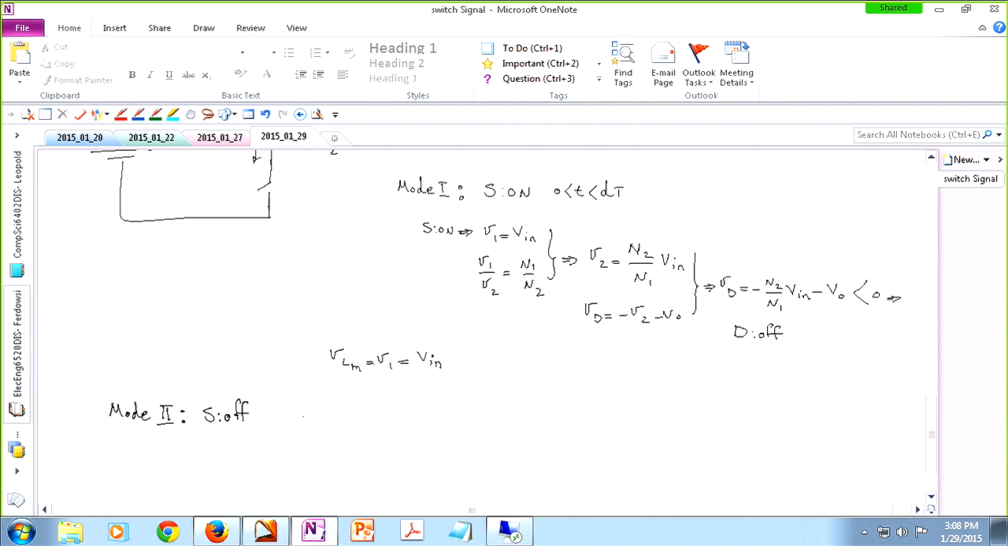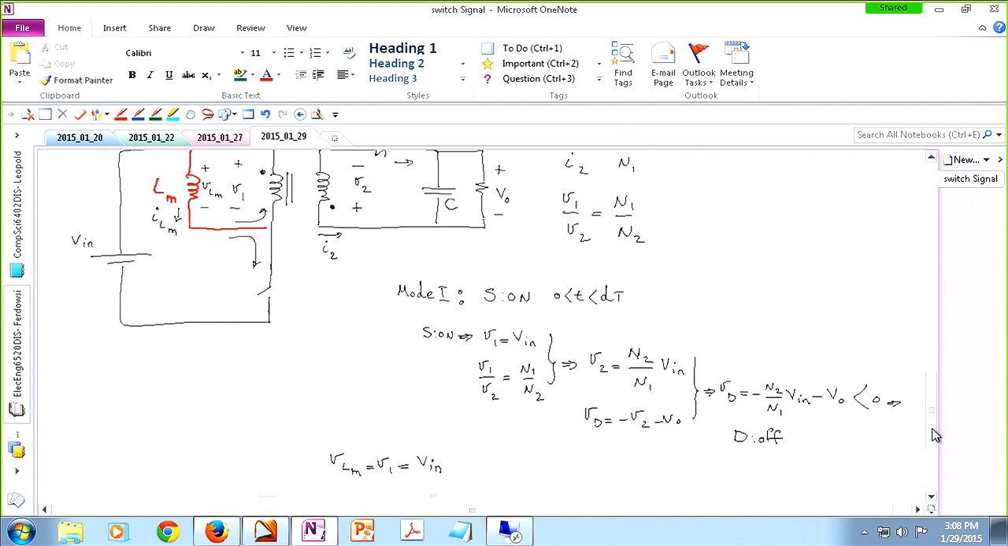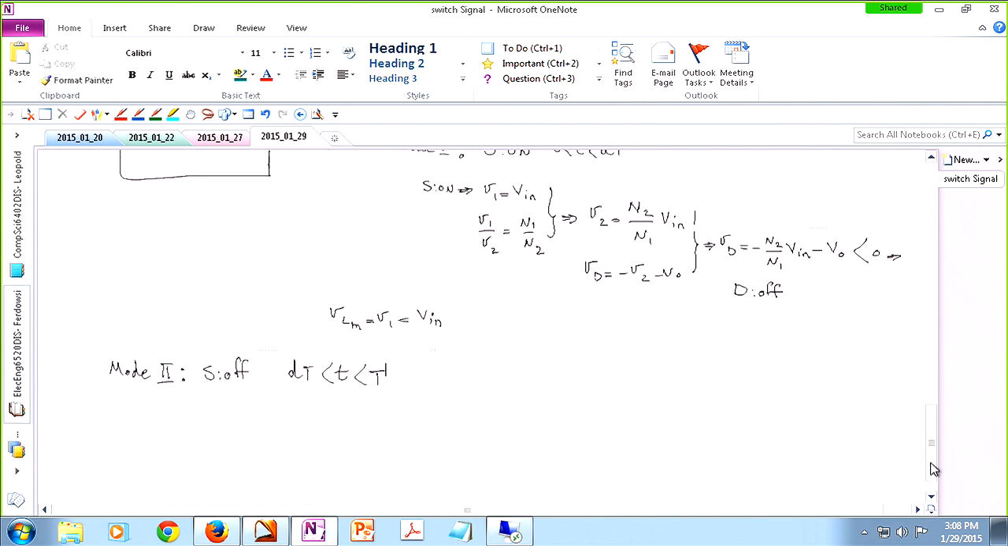The switch is off. Now the current of the magnetizing inductance, instead of going through the switch, is flowing through the primary side of the transformer. So let's see what happens to the diode on the secondary.